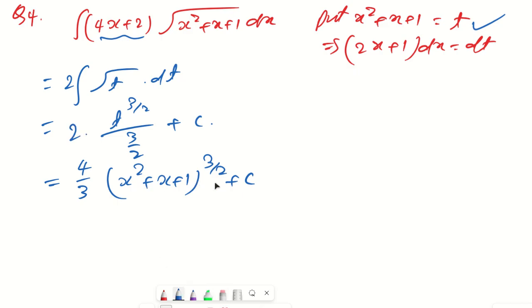So hope you have a good understanding about how to solve questions based on integration by substitution. Let's take a little tough question. So the question is integration of x cube minus 1 to the power 1 by 3 into x to the power 5 dx. Okay, so what can we do?